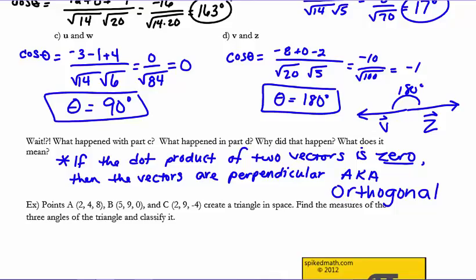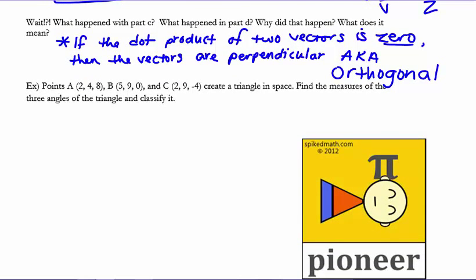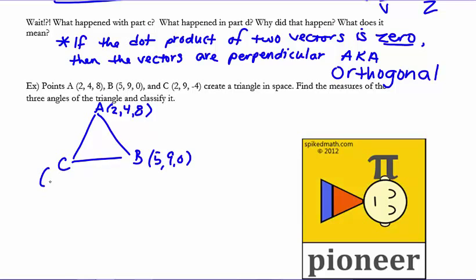All right, points A, B, and C create a triangle in space. Find the measures of the three angles of the triangle and classify it. So this is a case where that beginning point matters. So if I have A, B, and C, I need to take that triangle and make vectors out of the sides.